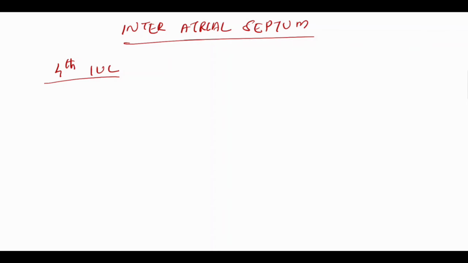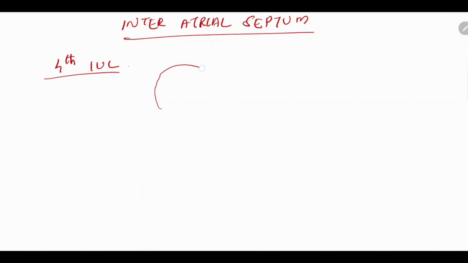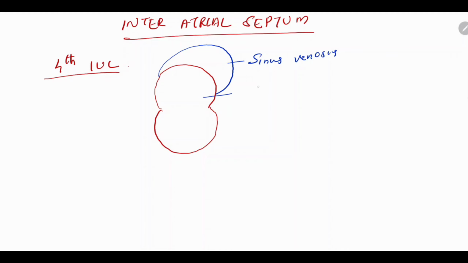Now let us draw a primitive heart showing the chambers. See, this is the primitive atrial chamber and below we have the primitive ventricle. And one thing, remember, this primitive atrium posteriorly is communicated with the sinus venosus. This is the sinus venosus. This is the primitive atrium, and here we have the primitive ventricle.